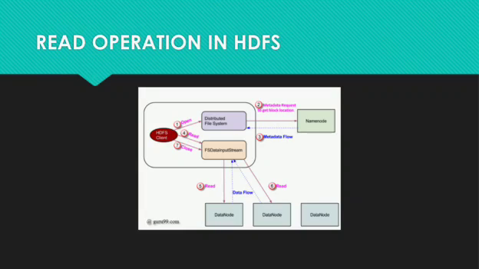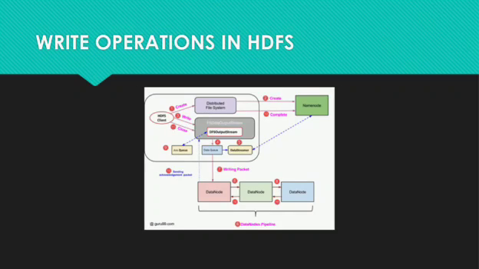In step 4 shown in the above diagram, a client invokes the read() method, which causes DFSInputStream to establish a connection with the first data node with the first block of the file. Data is read in the form of streams, wherein the client invokes the read() method repeatedly. This process of read() operation continues till it reaches the end of the block. Once the end of the block is reached, DFSInputStream closes the connection and moves on to locate the next data node for the next block. Once a client is done with the reading, it calls the close() method.